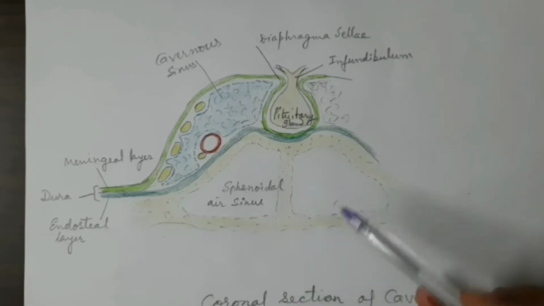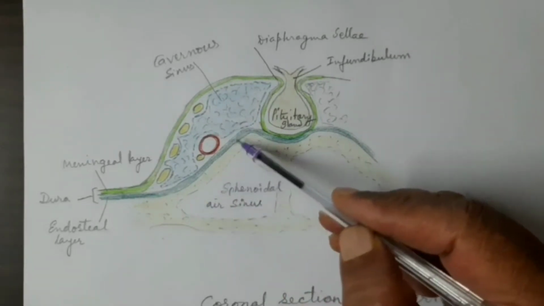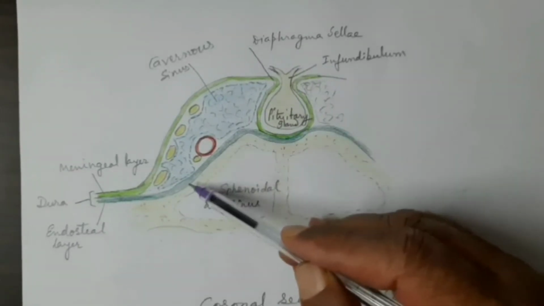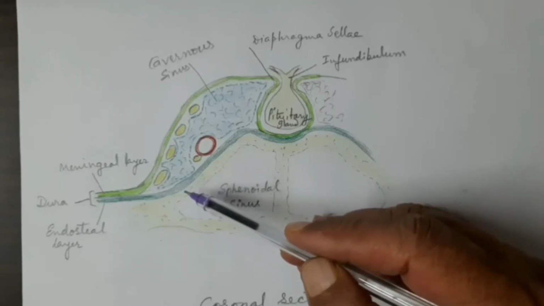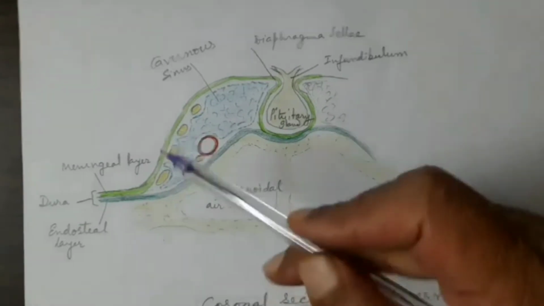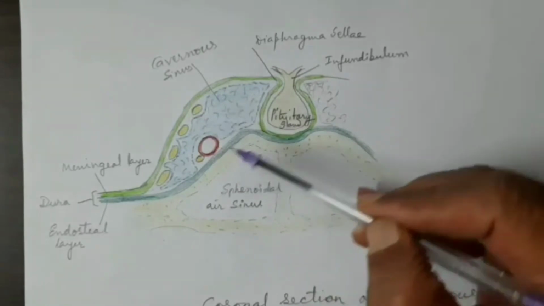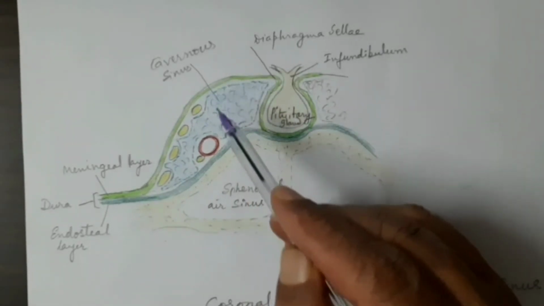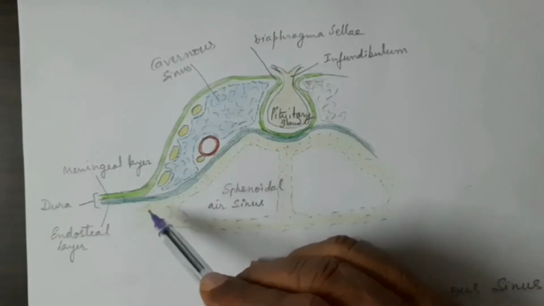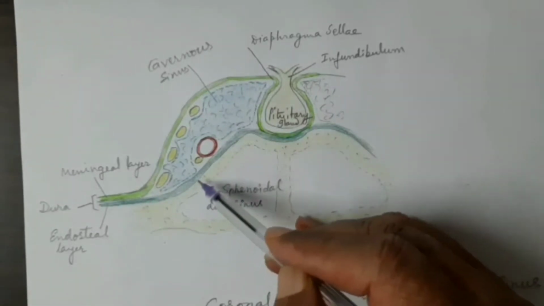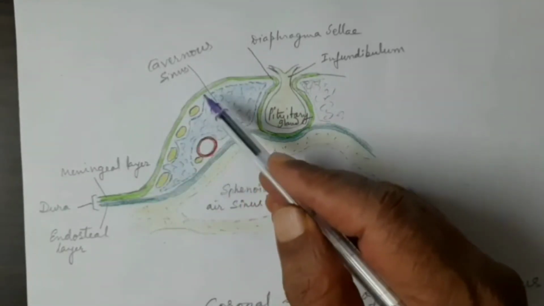Now this sinus has a medial wall. You can see here, because this is the midline, it has a medial wall. And then it has a lateral wall, okay? This is the lateral wall of the sinus, and this is the medial wall of the sinus. And then a narrow roof. This is the roof of the sinus, okay? And there is a floor. This is the floor of the sinus. This is the floor, this is the roof, this is the medial wall, and this is the lateral wall of the sinus.